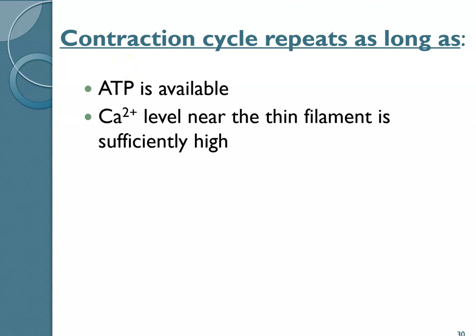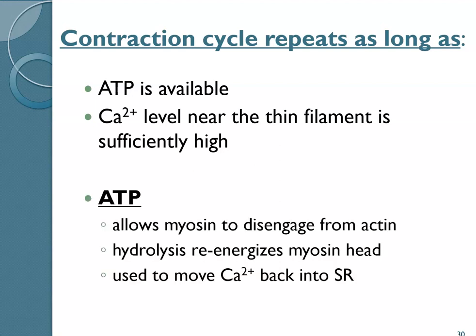If we pump calcium back, then relaxation will occur. Excitation contraction coupling will not take place. Please note, ATP is required to disengage, to remove the myosin from actin. It is also used up to energize the myosin head. We also need more molecules of ATP to pump the calcium back into the sarcoplasmic reticulum.